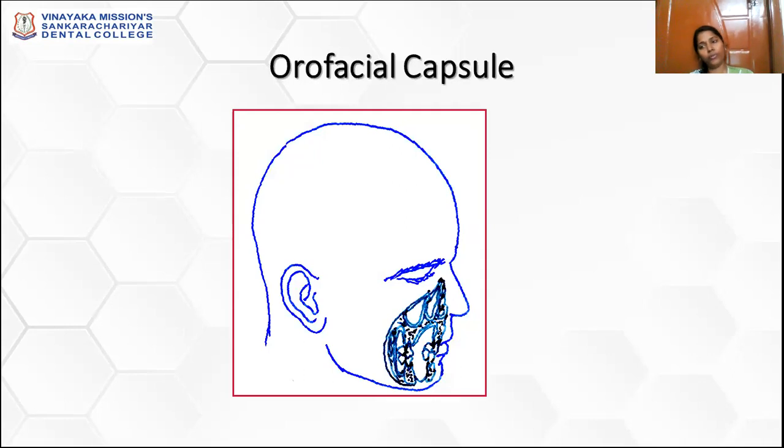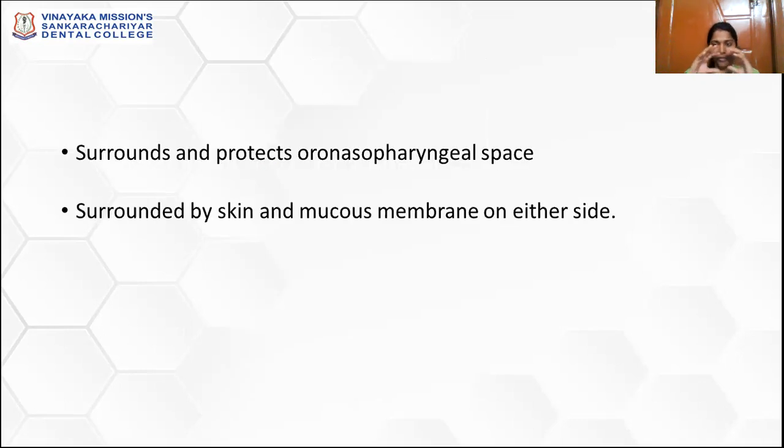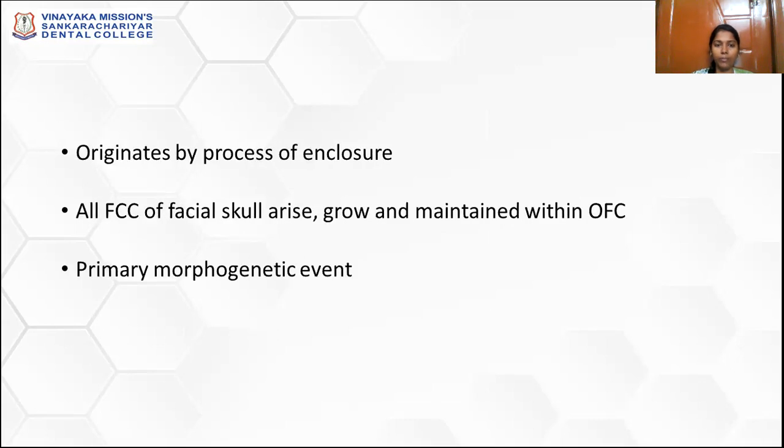Likewise, in the orofacial capsule, we can see the tongue descent. Tongue descent is very important. Pharyngeal descent and the tongue coming down are very, very important aspects of growth, which actually create the oral volume. So it surrounds and protects the oronasopharyngeal space, surrounded by the skin and mucous membrane. Also, it originates by the process of enclosure, like your maxilla and mandible coming and joining together, and you have the remaining different structures, the maxillary process and mandibular process.